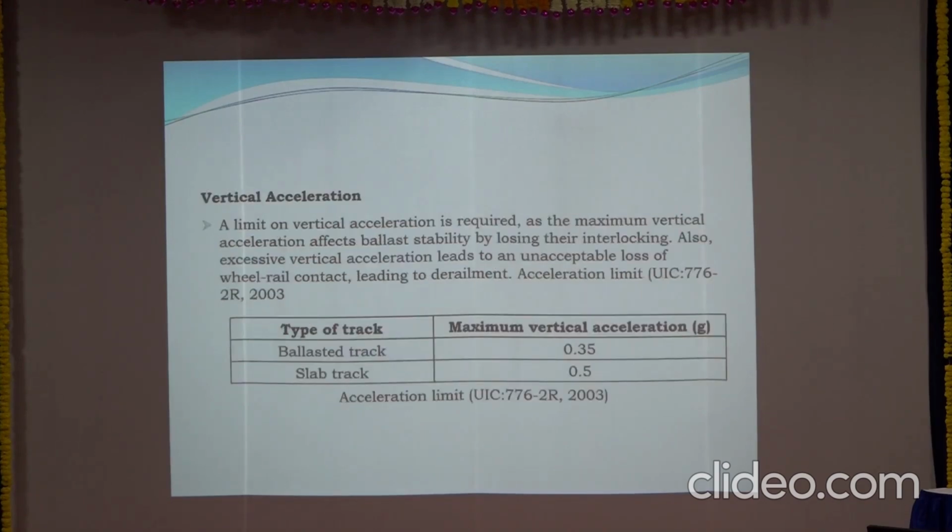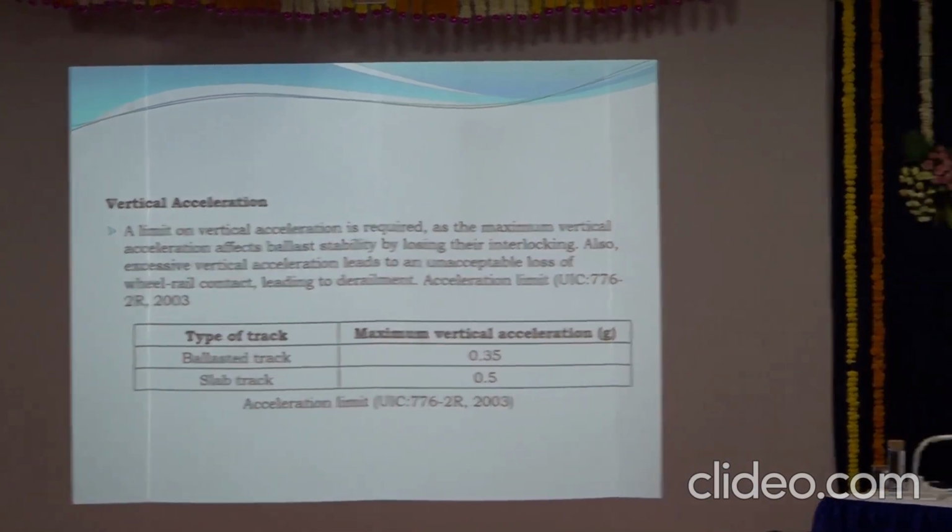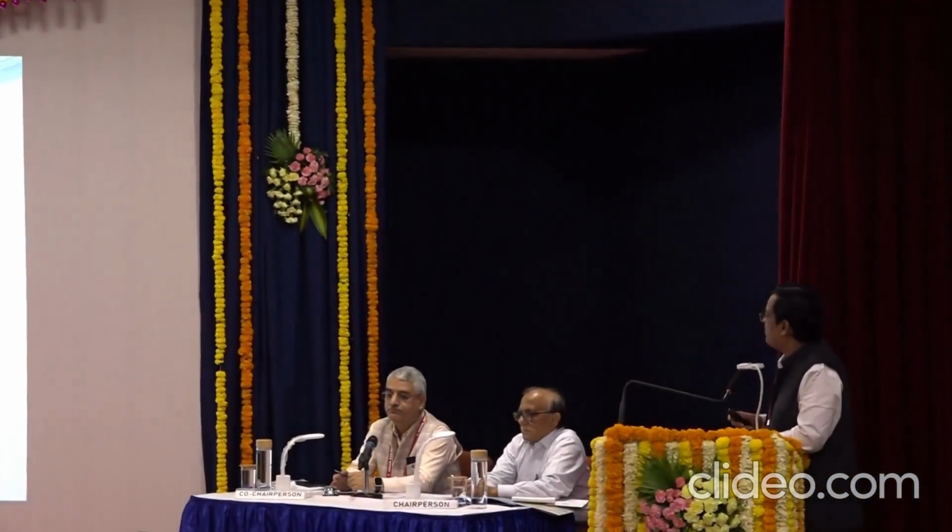Next, the limits of vertical acceleration are specified. A limit on vertical acceleration is required as the maximum vertical acceleration affects ballast stability by loss of interlocking, so consolidation of the ballast gets disturbed if you exceed these limits. Also, excessive vertical acceleration leads to an unacceptable loss of wheel-rail contact. This is a very serious issue. If we allow more acceleration, then wheel contact may be disturbed, and this may lead to derailment. The values are 0.35 for ballasted track and 0.5 for slab track.